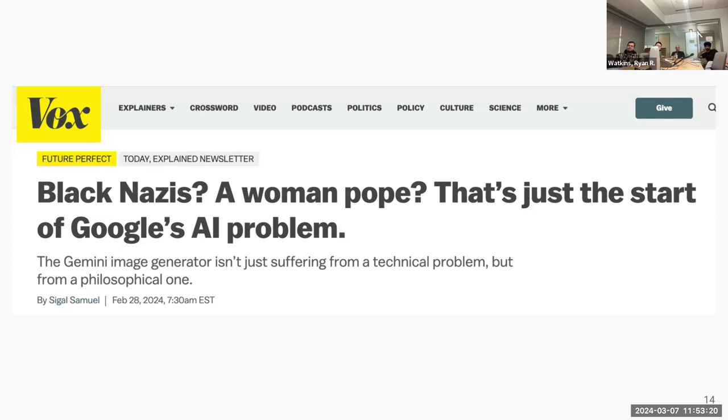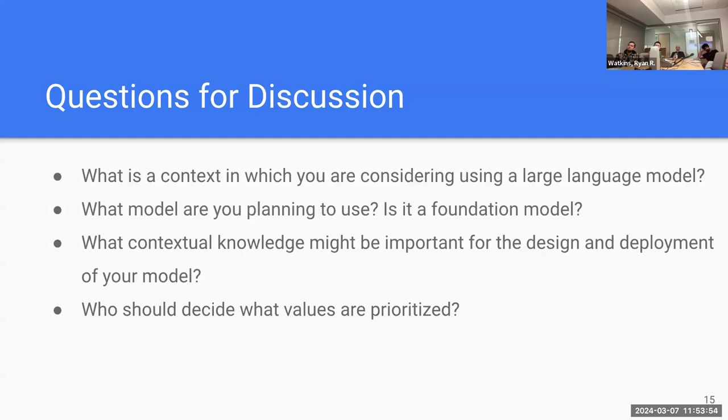And so I really liked the tagline underneath this: it's not just suffering from a technical problem, but a philosophical problem. There's a lot of critiquing: if Google as a company has decided it wants to have this value of increasing diversity, increasing representation, is that a good goal? Who gets to decide whether that should be how these model outputs should perform in the end? So that's some food for thought. These are some discussion questions that I outlined, but I'm also happy to just let us discuss what's coming to mind, if anyone has any initial reactions, thoughts.